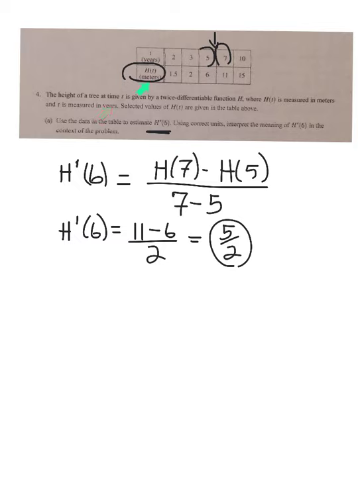So if h of t is measured in meters, and we have a derivative, wouldn't that be a rate? So then what I would just say is the height of the tree is growing at a rate of 5/2 meters per year at time 6. Don't forget to write at time 6, because that's what they're referring to in this part of the question.